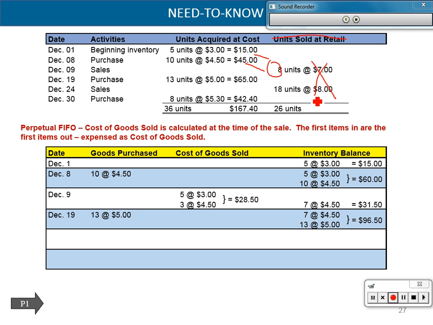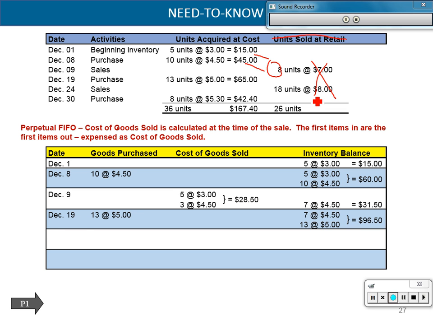Okay, so they sold on December 24th, 18 units, so we pulled 7 from the remaining at $4.50, and then we pulled the other 11 units from the 13 at $5. So when it says 18 units, I have to see where I'm gonna pull them from. I'm selling 18, so now I gotta go pull it so I can sell it. I'm gonna pull it from the inventory using FIFO, first in, first out.